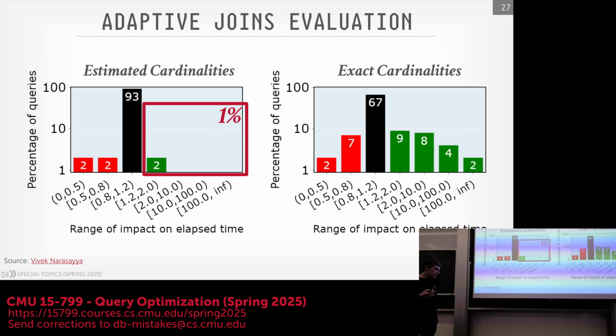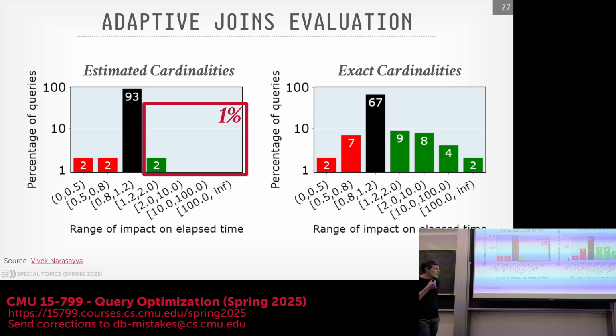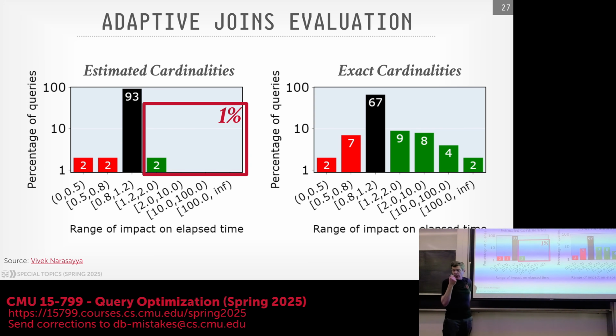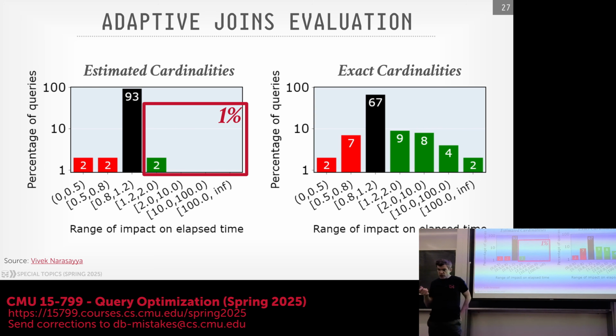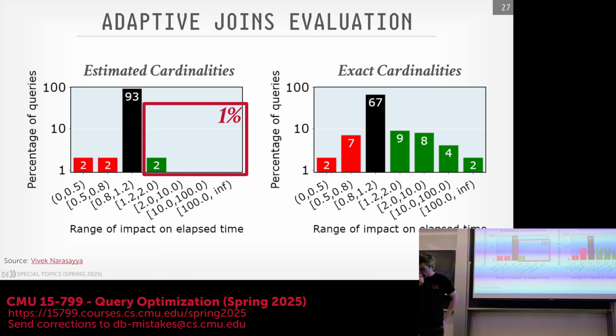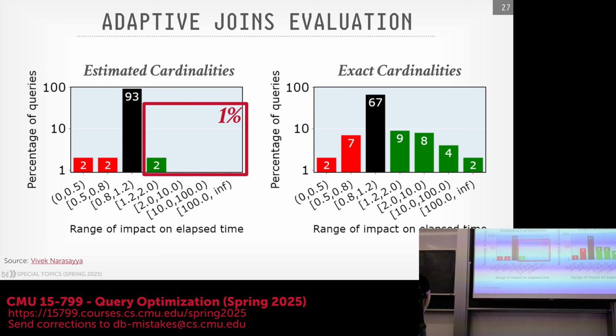The adaptive join is only optimizing joins. It's not optimizing join orders, what access methods we use, or aggregation pushdown. So all the other optimizations we saw when we have exact cardinality estimates, you can't do with this adaptive joining.